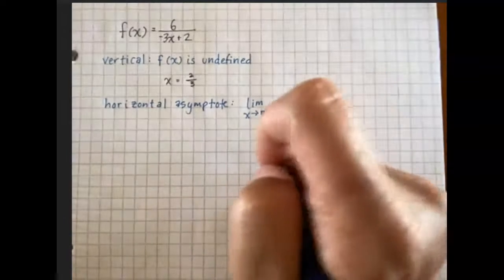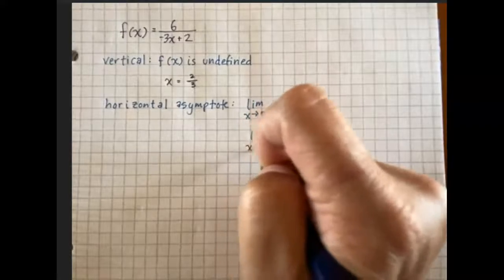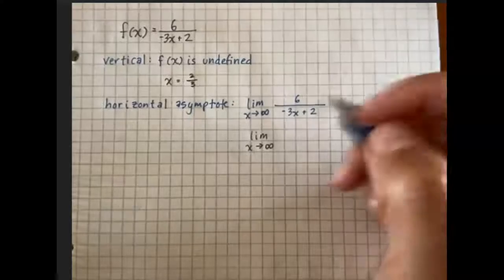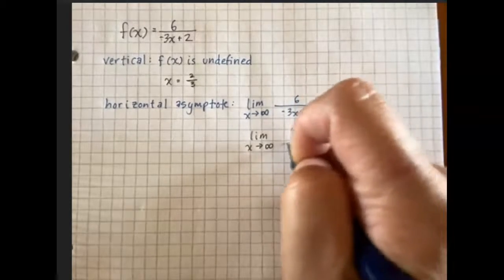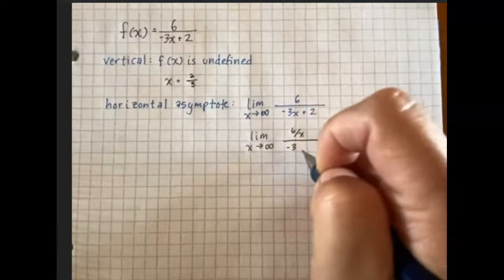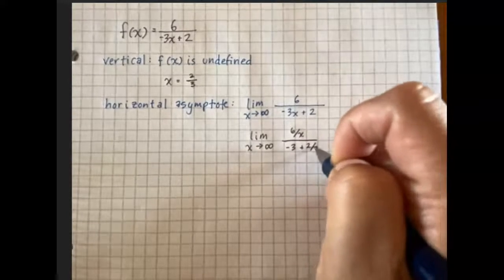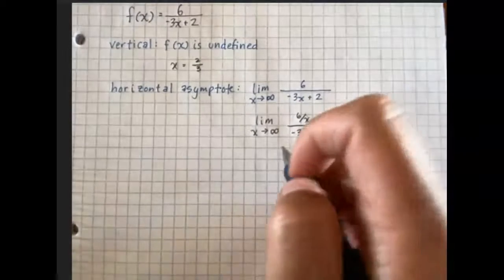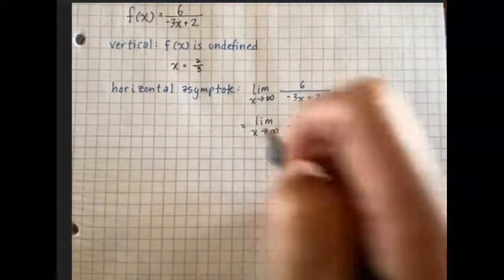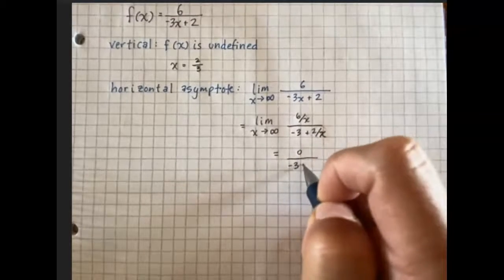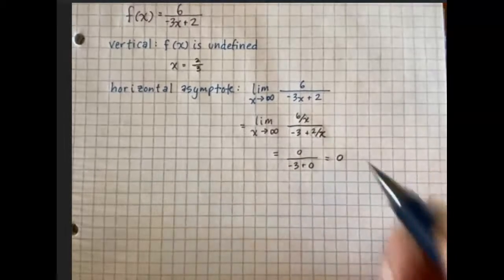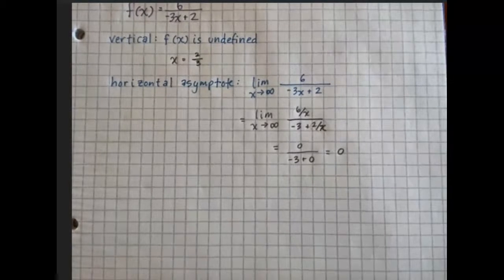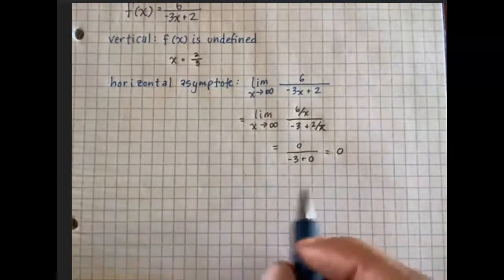But another way is that fun tool that we've been using where we divide everything by the highest degree of x. The highest degree of x here is just x, so we would have 6 over x, and negative 3x over x is just negative 3, plus 2 over x. And then the limit as x approaches infinity of all those things that have x in the denominator all go to 0. So that is equal to 0 over negative 3 plus 0, which is just equal to 0. Okay, 0 over negative 3 is 0. So it does exist. There is a horizontal asymptote, and it is y equals 0.